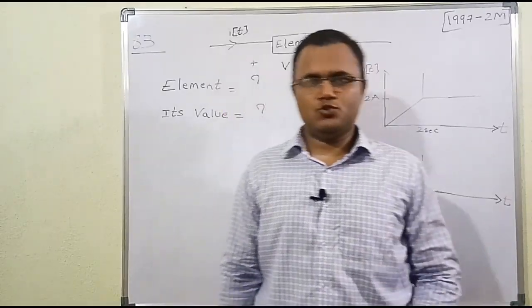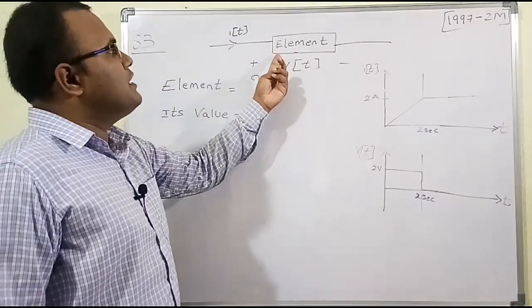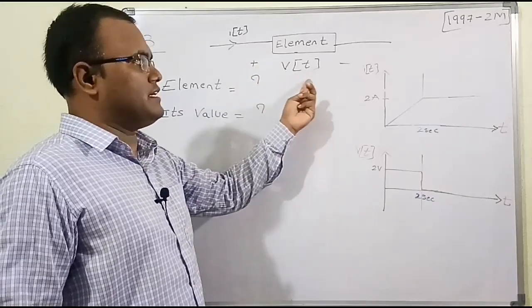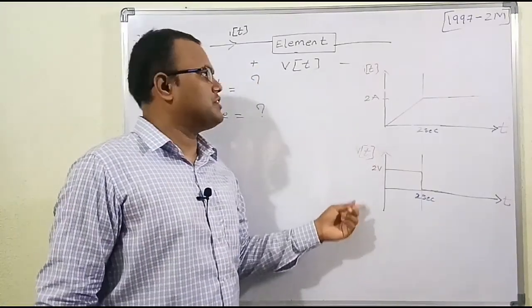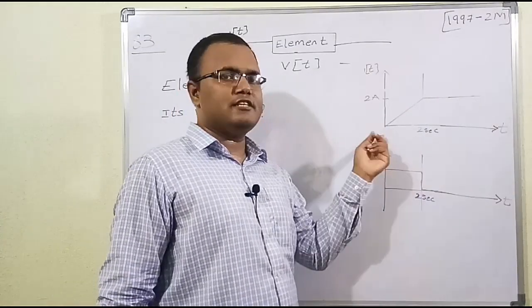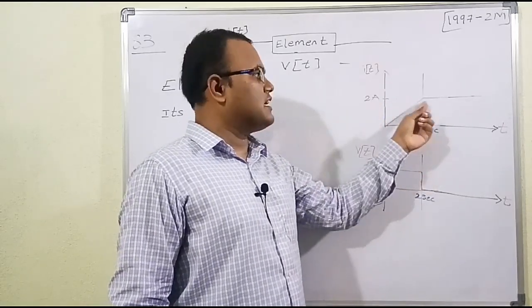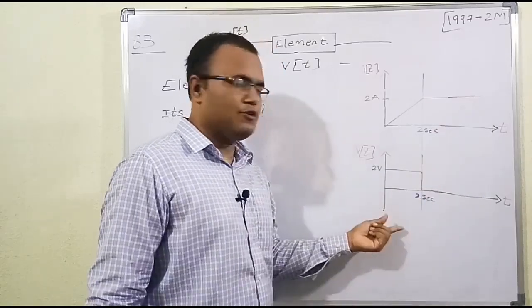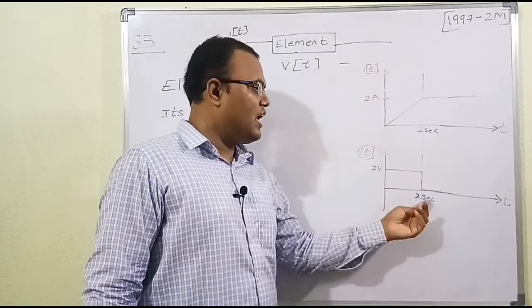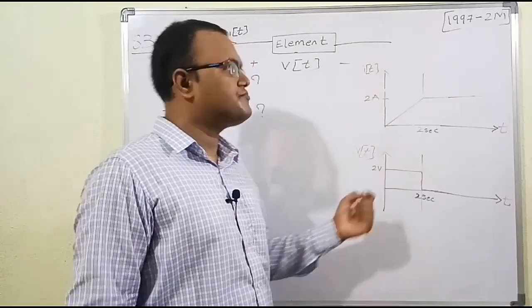Now we will move forward to another question. The question number is 83. In this question there is an element, the current in the element is I of t and the voltage across the element is V of t. The graphs are given in the question. The current through the element is a straight line from 0 to 2 seconds, with the highest magnitude 2 ampere. After 2 seconds the current is constant. Similarly the voltage across the element is 2 volt from 0 to 2 seconds, and after 2 seconds the voltage across the element is 0, as you see in the graph.